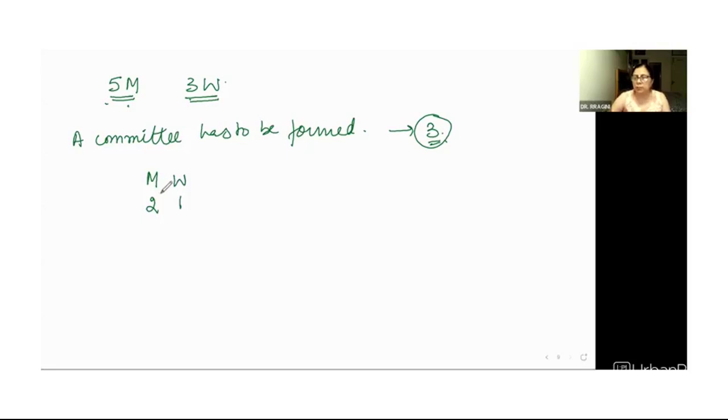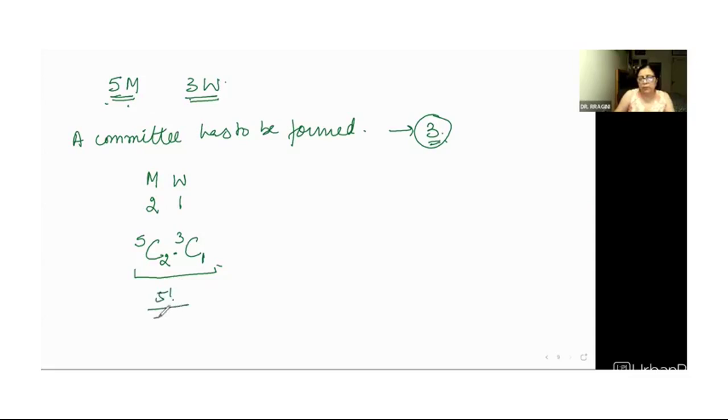Now here the selection comes into place. Selection means you have to select 2 men out of 5. There are 5 men, that means selection of 2 men out of 5. And because we require 2 men and 1 woman, selection of 2 men out of 5 and selection of 1 woman out of 3. So this is the total number of ways in which we can form that committee. Now you can solve it.